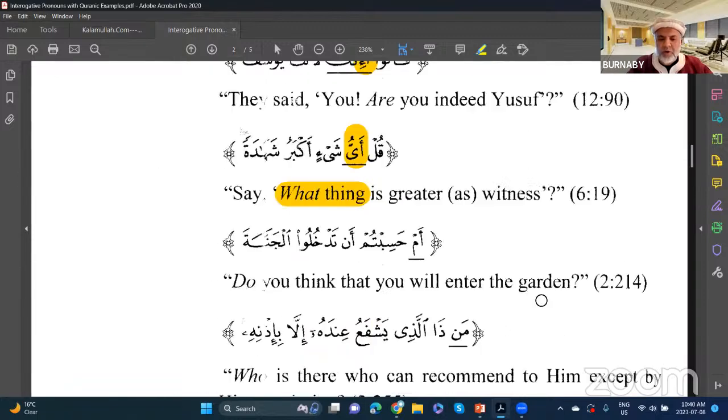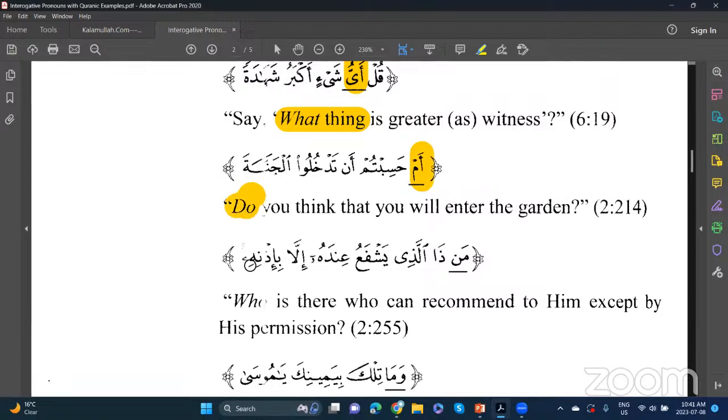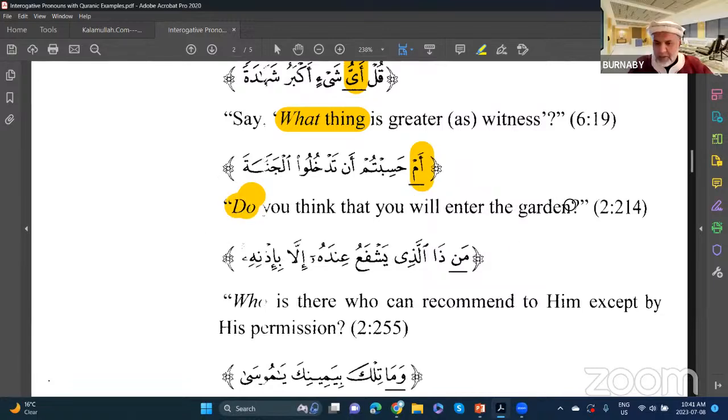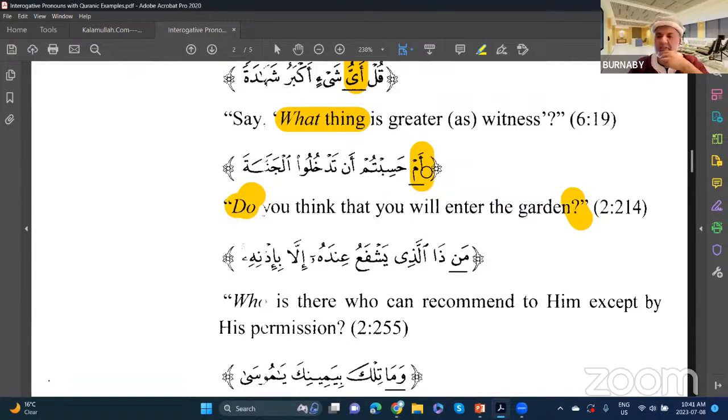and the meaning is do. So over here, hasibtum an tadkhulul jannah. Do you think that you will enter the garden, or Jannah? So this came at the beginning of the sentence, and the meaning is do. So if that becomes a question, that's different. So it is also asma'i istifham.